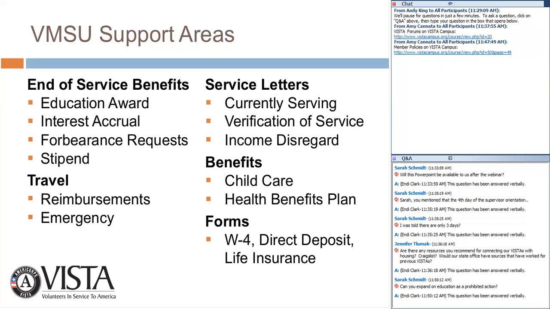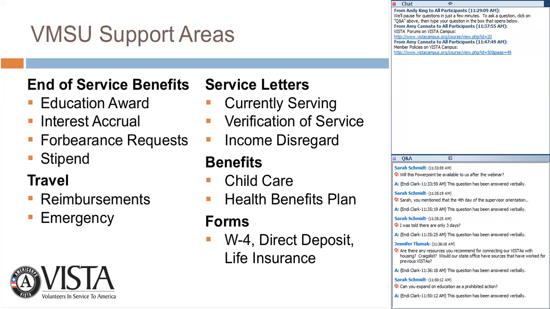So the other thing that I do want to note is although we encourage members to contact the VISTA member support unit with child care and health benefit plan questions, in some circumstances the VISTA member support unit will refer those questions off to our contractors who manage both of those benefits.